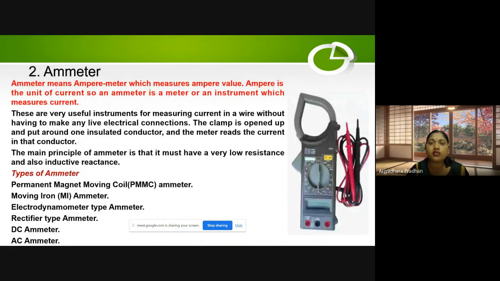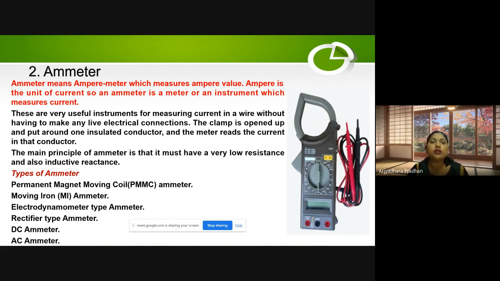Then comes the ammeter. An ammeter is used to measure current. Ammeter means ampere meter, which measures the ampere value, that is, the current value. Ampere is a unit of current, so an ammeter is a meter or an instrument which measures current. These are very useful instruments for measuring current in a wire without having to make any live electrical connection. The figure shows a clamp meter type. Whichever wire we want to measure the current in, we just put the clamp across it so that we get the reading on the screen.